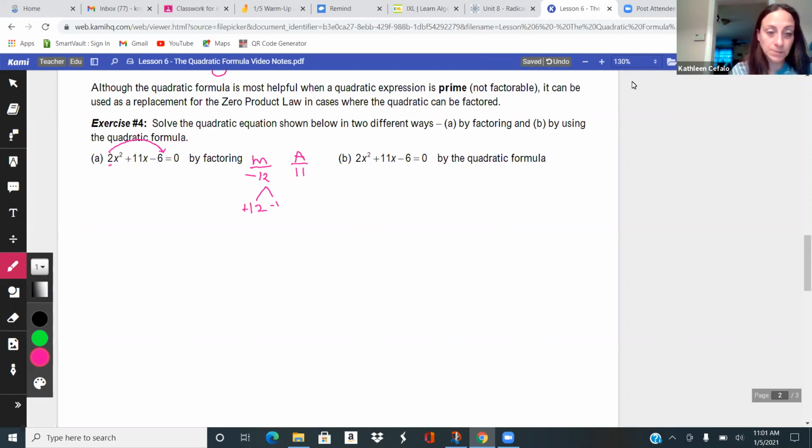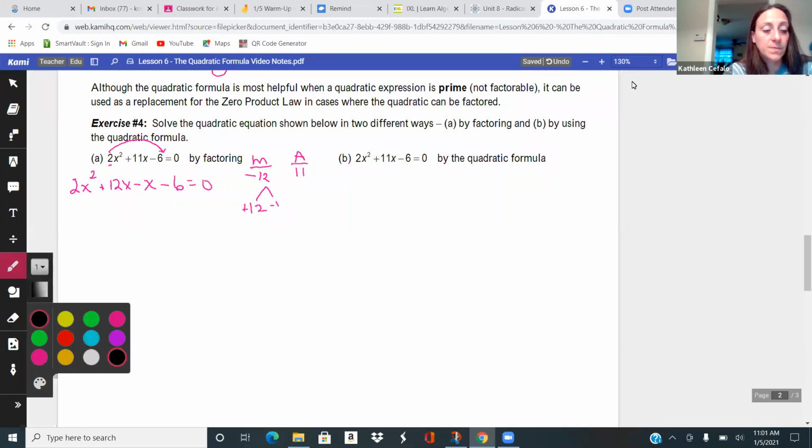So that means 1 has to be negative in order to both add to be 11 and multiply to be negative 12. Okay, so we're going to copy our first term. We're going to split that middle term up into a positive 12x and a negative 1x. We have our minus 6 equals 0. Okay, so now we need to factor by grouping.